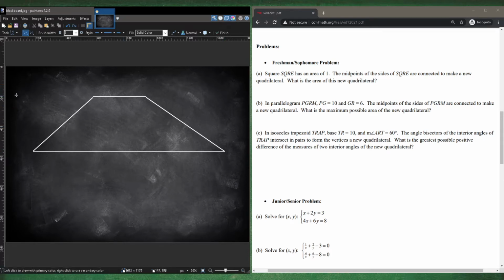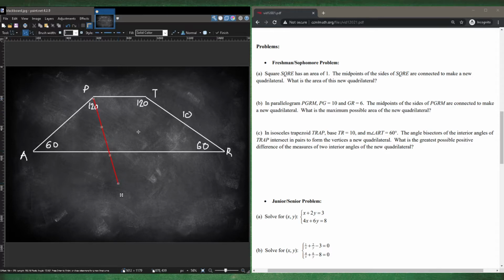Okay, so I know that angle R has to be 60. TRAP, so TR is equal to 10, but that's going to be unimportant when we start doing this. We know ART is equal to 60 degrees. This is 60, this is 120, and this is 120 because it's an isosceles trapezoid. And then we draw angle bisectors.